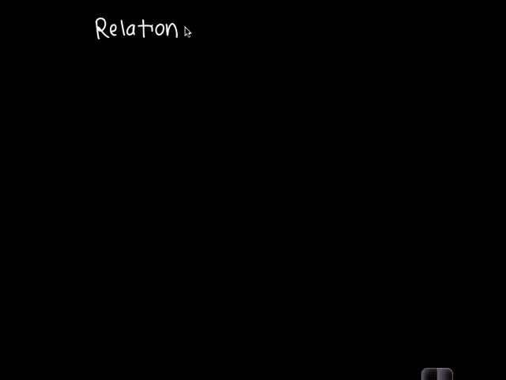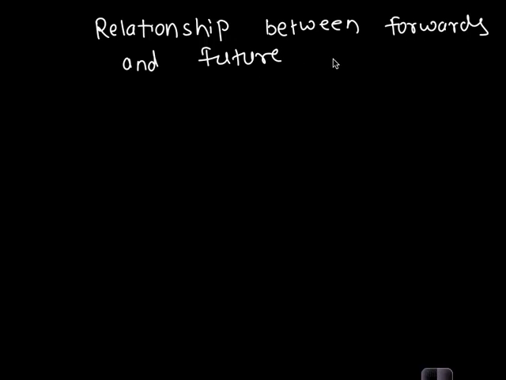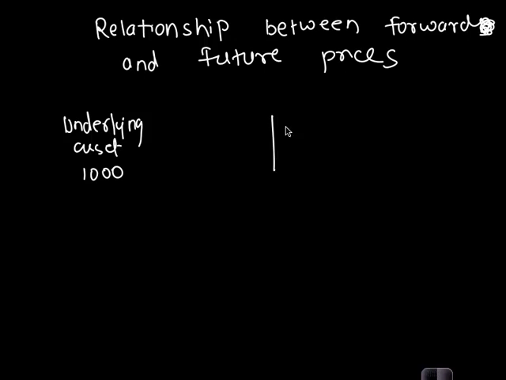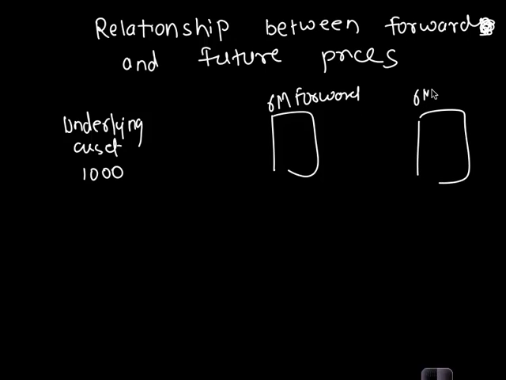Relationship between forward and future prices. Okay, so the easiest way to think of this is that we have an underlying asset. Let's say the underlying asset is priced at 1000. There is a 6-month forward available and there is a 6-month future available. So will there be a difference in the prices of this forward and future?